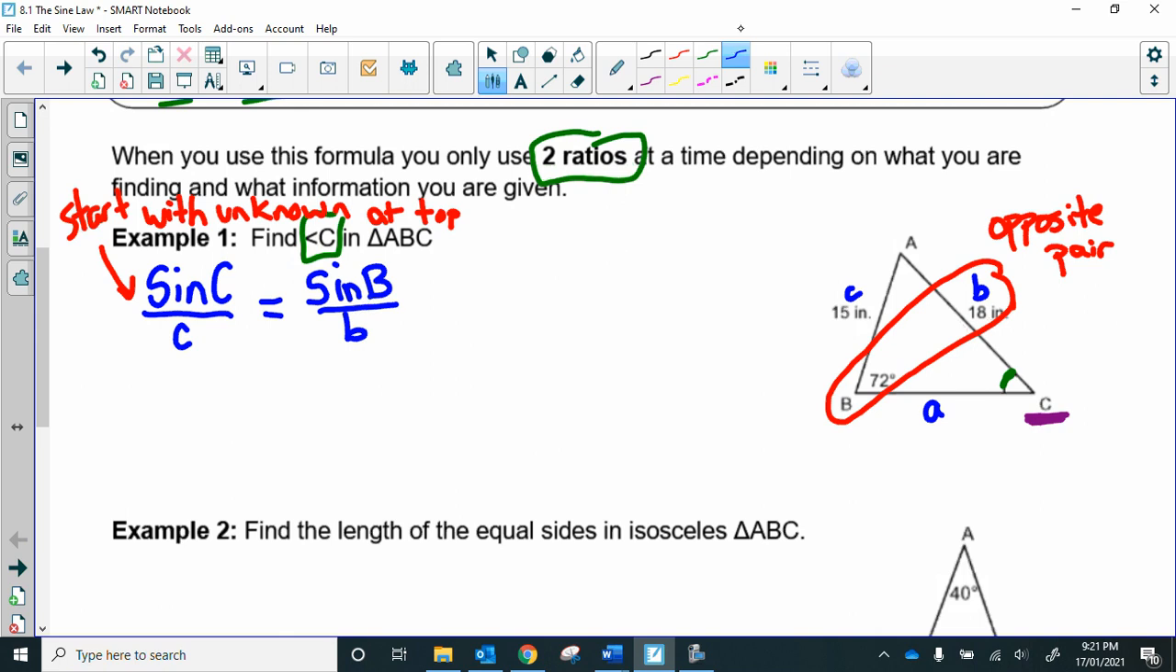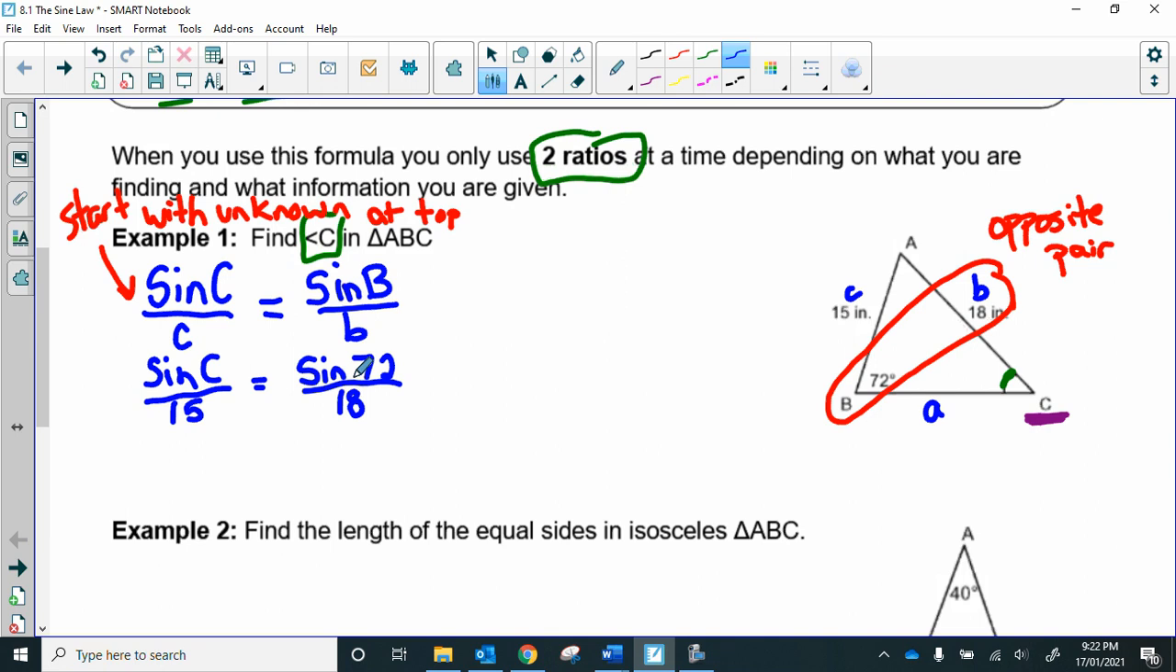And in order to solve this, I need everything except the big angle C, because that's what I'm trying to find. So let's see what I sub in here. I don't have my big C. However, I do know that little c is 15. And on the other side, big B would be my angle, so my angle is 72. Little b is directly across, so it's 18. So see how I filled in all of the values except for big C. That's what we're trying to solve for.